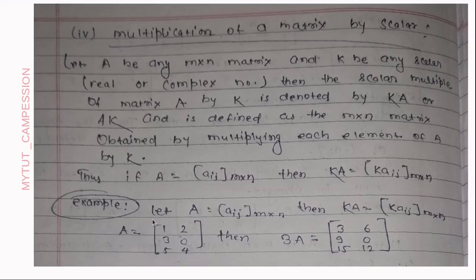For example, A is the matrix 1, 2, 3, 0, 5, 4 of 3 cross 2, then 3A. When we multiply by 3, K equals 3. So simply multiply each element by 3. 1 into 3 equals 3, 2 into 3 equals 6, 3 into 3 equals 9, and 0 into 3 equals 0, 5 into 3 equals 15, 4 into 3 equals 12. Hope you understand multiplying a matrix by a scalar. A scalar is any real or complex number.